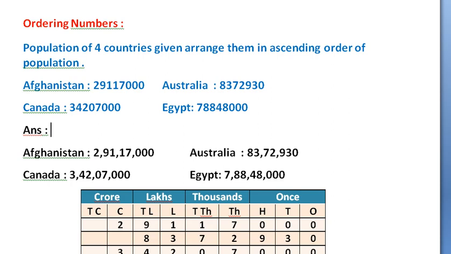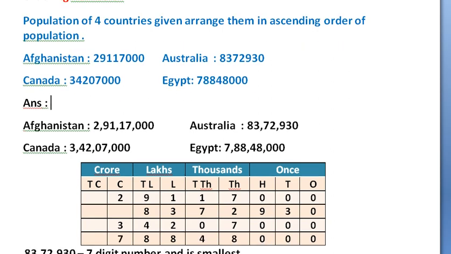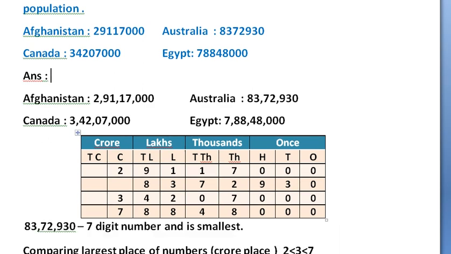So here is the problem. The population of 4 countries is given in front of you, and it's asked to arrange the countries in the ascending order of population. The populations of Afghanistan, Australia, Canada, and Egypt are given. First, while solving the problem, I am going to separate the periods by commas. So I can find that the population of Afghanistan is 2,91,17,000, while that of Canada is 3,42,07,000, Australia 83,72,930, while that of Egypt is 7,88,48,000. Again, as we have done for comparing numbers, I am going to place them in the place value chart.